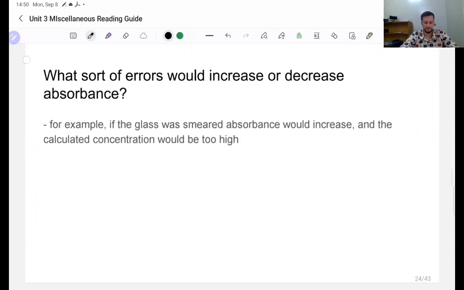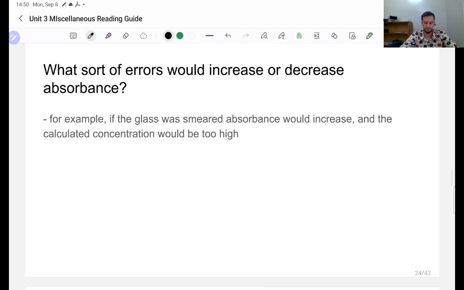What sort of errors would increase or decrease absorbance? For example, if the glass was smeared, absorbance would increase and the calculated concentration would be too high. And if you didn't calibrate, maybe the concentration would be calculated too high because your absorbance would be higher, since you're not accounting for the water. Just be aware that you could get questions of that sort, like, Fanny Smith found that her absorbance was too high, explain why. You've seen questions like that based on other types of labs, and that's definitely in bounds for them to ask you.